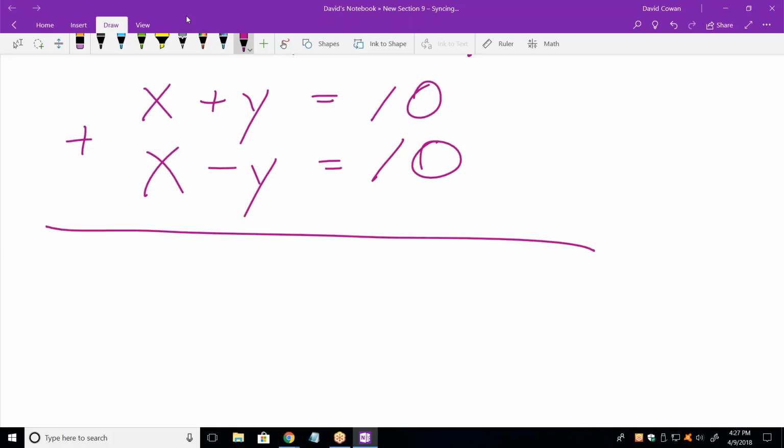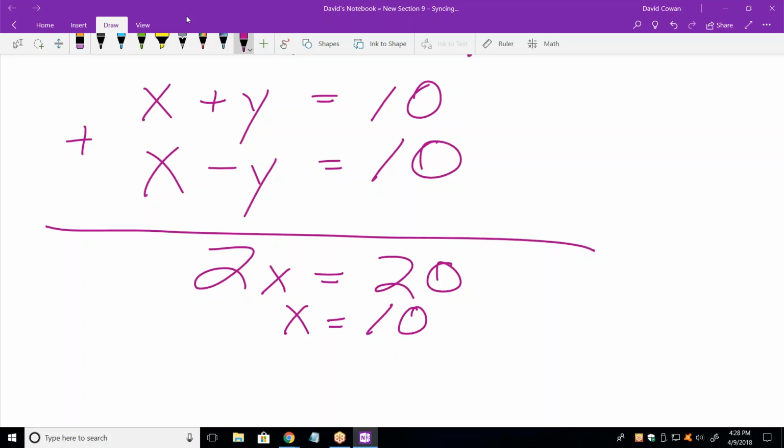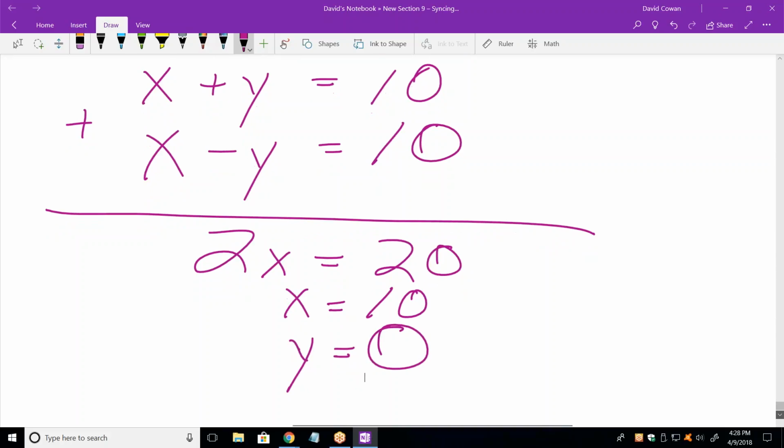So Adam, what do you get? 2x equals 20. You have to add everything, both sides. What's x equal? x equals 20 over 2, or 10. What's y equal? y equals 0. There you go. Easy. Now I'm going to make it a little harder.